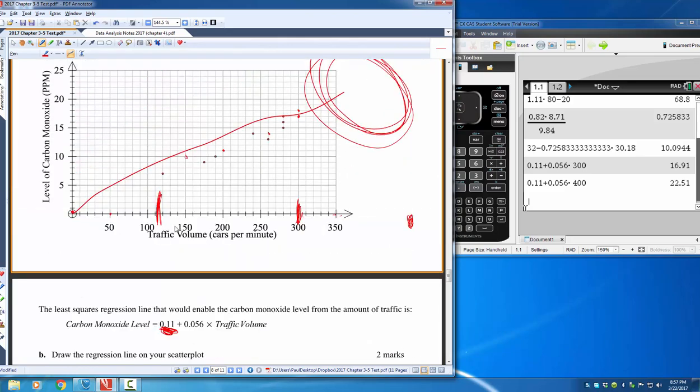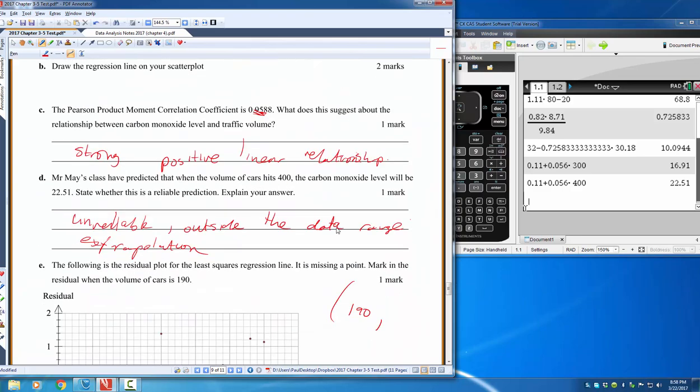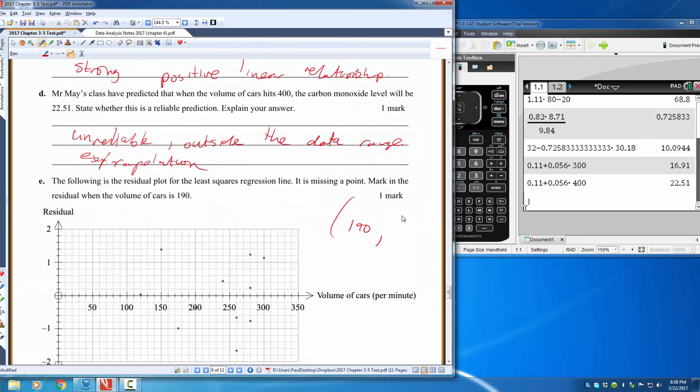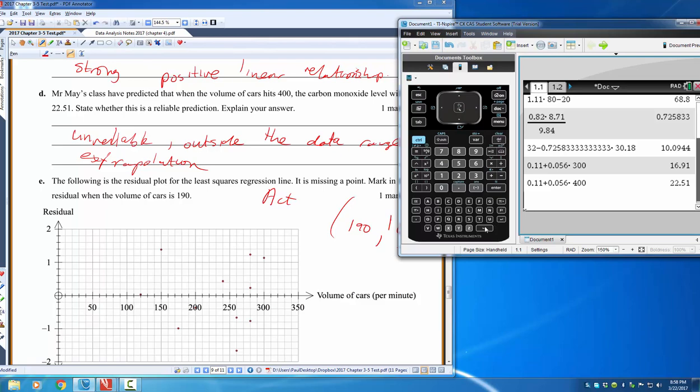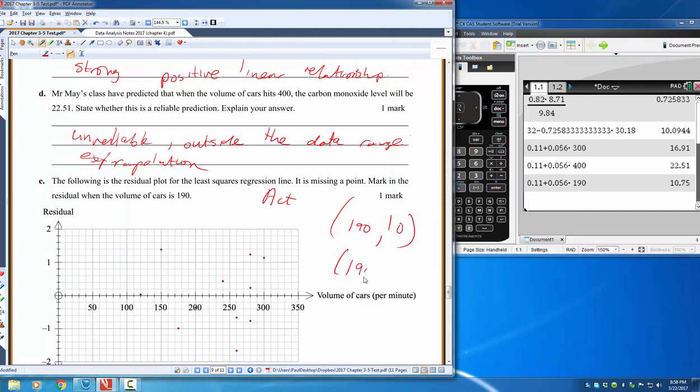Okay, so it's 190, comma. So you have a look up here at the data. There's 190 there. Okay, 190 and 10. So let's write that down. That's the actual. Now we're going to get the predicted. Let's go back over to the calculator. Our prediction model's still in there from the last question, so we're just going to multiply it by 190. So it's 190, and this is predicting 10.75.